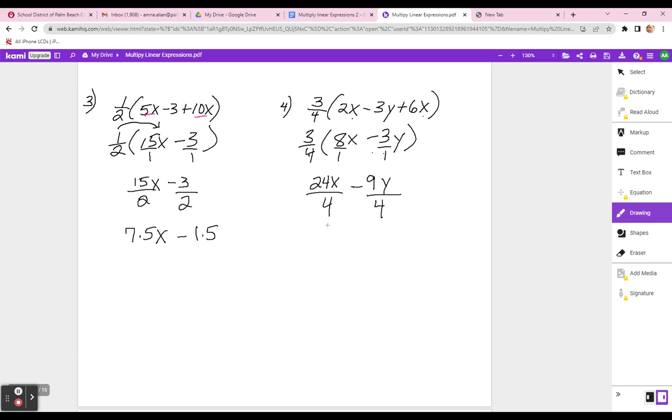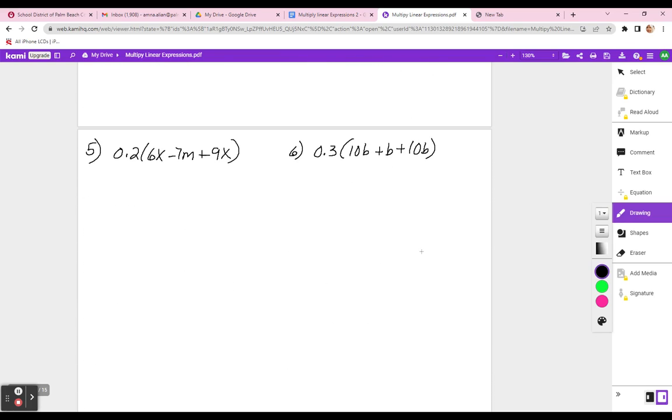All right, so we can simplify that some more. 24x divided by 4 is 6x. And we can simplify that. 4 goes into 9, 2 times, and 1/4 left over, 2 and 1/4 y.